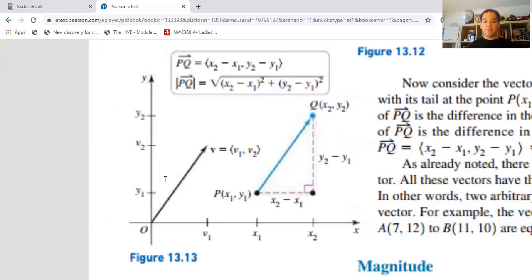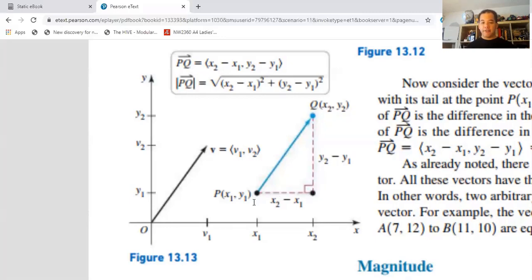So if you have a vector PQ, like the one you see on the screen, this vector PQ goes from x1, y1 to x2, y2. What you can do to figure out its magnitude is to simply use the Pythagorean theorem, right? How does the Pythagorean theorem work? Well, the square of this side plus the square of that side equals the square of the hypotenuse, which is what we want, right? So the length that we want will be the square root of this length squared plus that length squared.